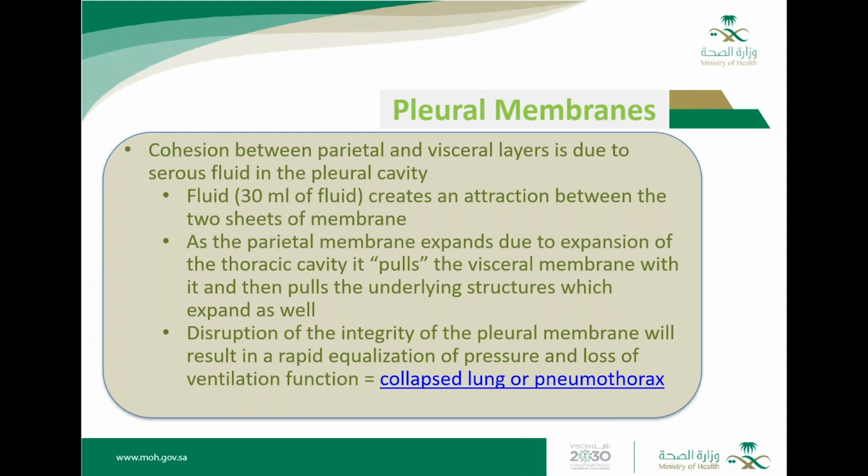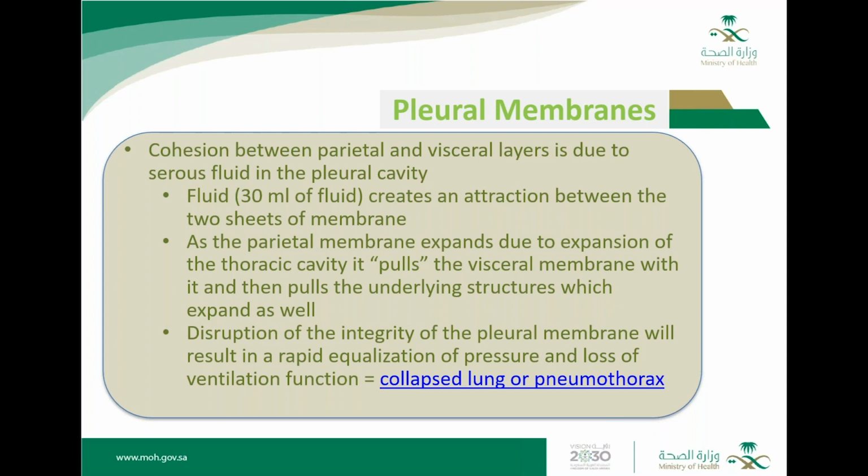Now, if there is a disruption, like I said before, of the integrity of the pleural membrane, it will result in rapid equalization of pressure and therefore the loss of ventilation function. And you could have a case like a pneumothorax, where you have air leaking into the pleural cavity and disrupting that maintained negative pressure. Instead of negative pressure, you would have positive pressure, which would lead to collapse of the lung and a condition known as a pneumothorax.